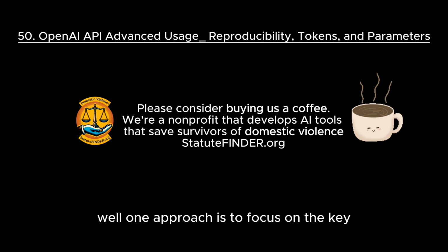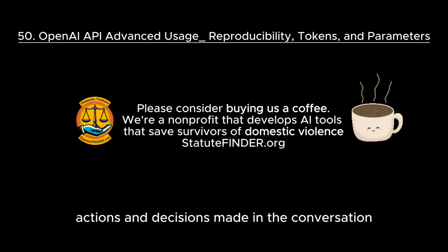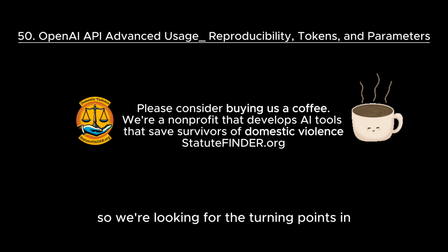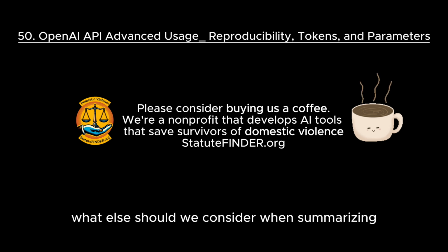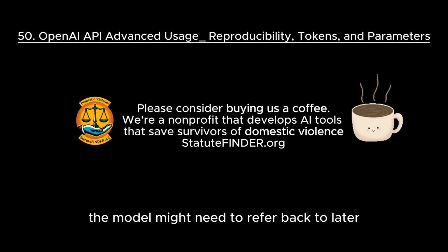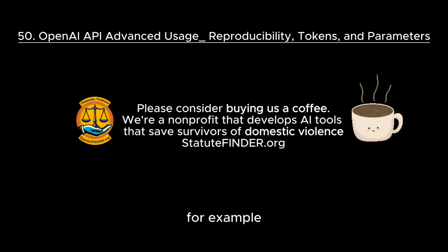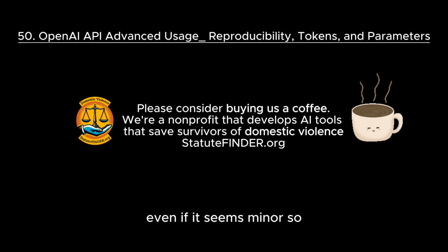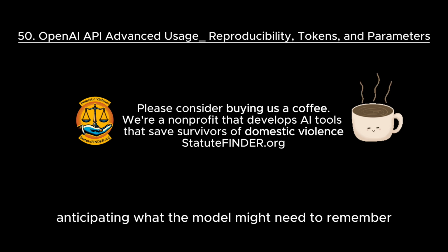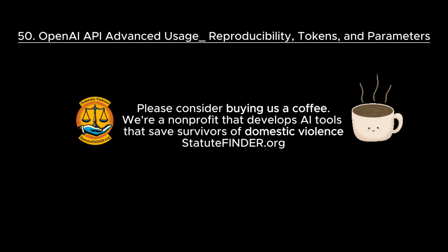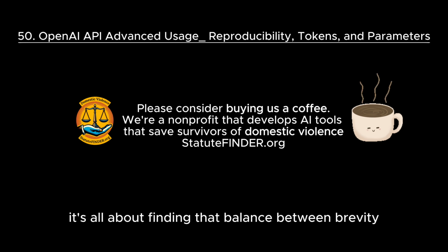Well, one approach is to focus on the key actions and decisions made in the conversation. Think of it like a movie recap. You wouldn't include every single scene, just the plot-driving moments. Okay, so we're looking for the turning points in the conversation. What else should we consider when summarizing? It's also important to pay attention to any specific information the model might need to refer back to later. For example, if the user mentioned a specific date or preference earlier, make sure to keep that in the summary, even if it seems minor. So it's like anticipating what the model might need to remember to keep the conversation coherent. Precisely. It's all about finding that balance between brevity and clarity.